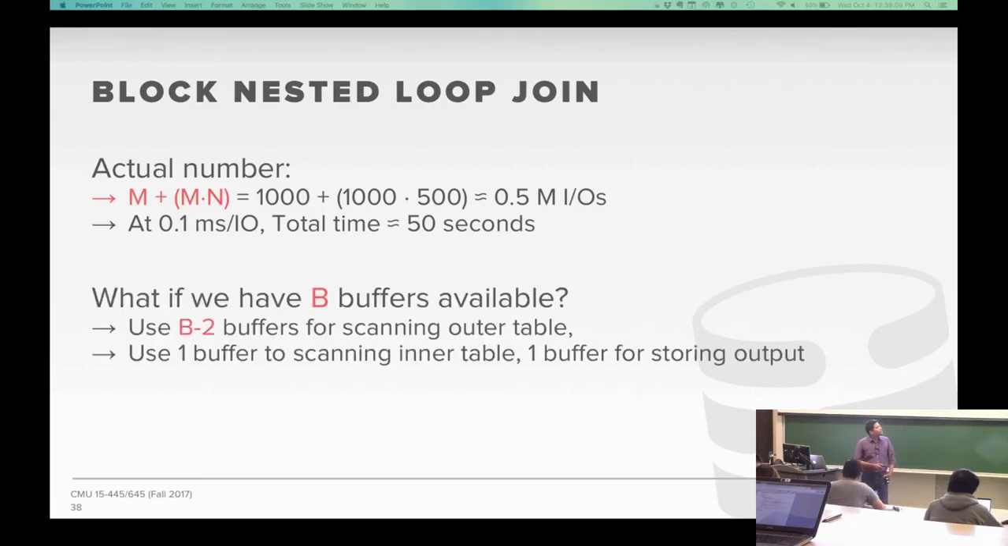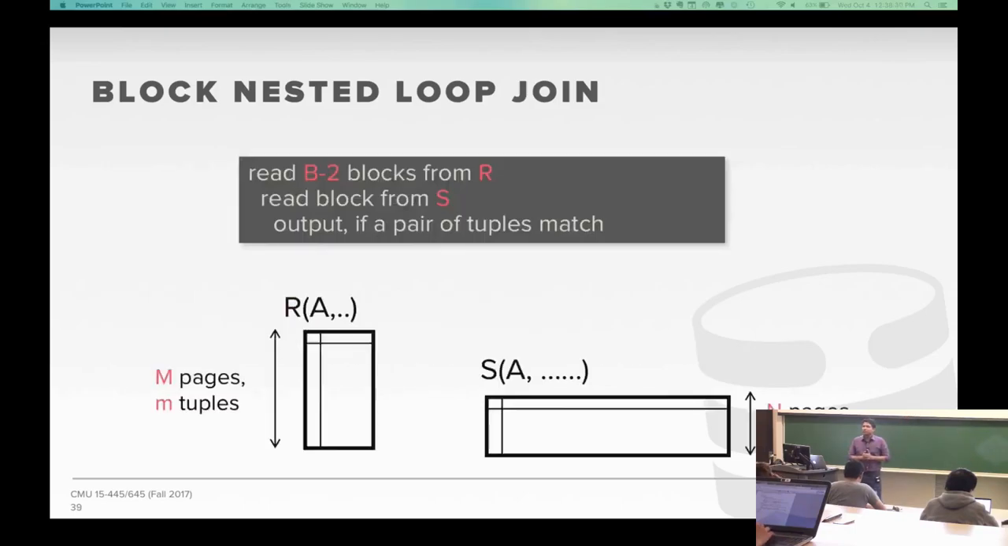What if you have more buffers? What if you have B buffers and you want to make use of all of them while running this operation? One thing you can do is use just one buffer for scanning the inner table and one buffer for storing the output, and use all the remaining buffers, in this case B-2, for scanning the outer table of the join. So instead of reading just one block from table R, you read B-2 blocks every single time, because you have that many buffers. Then you use all that information in memory to do the join.